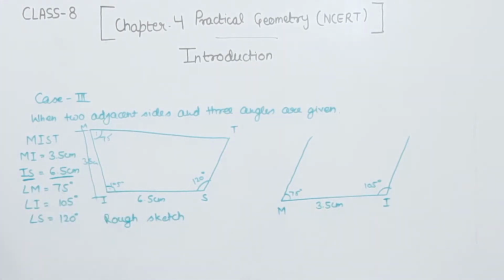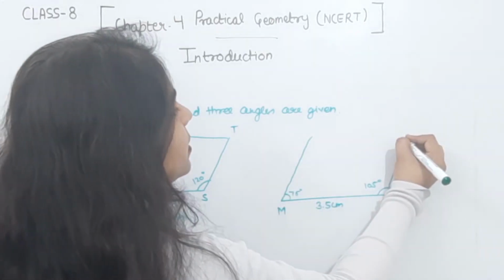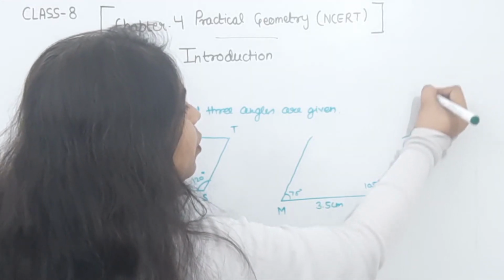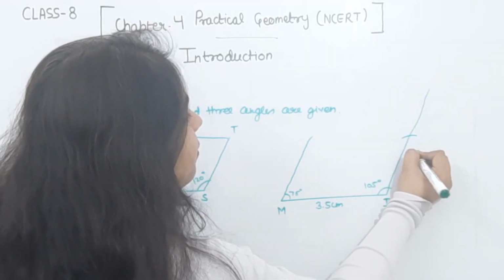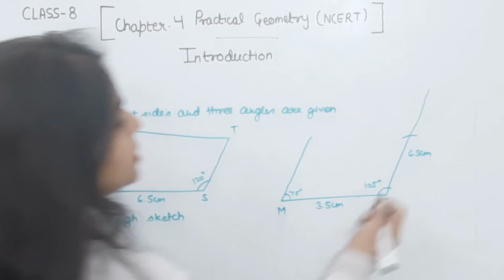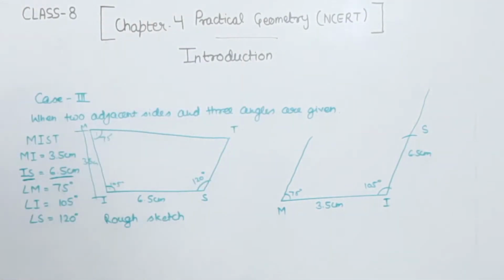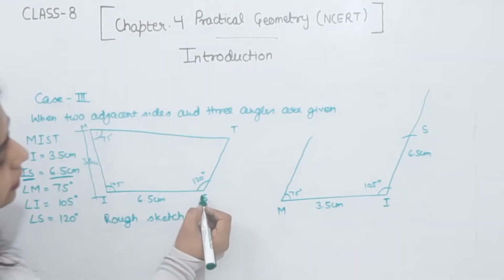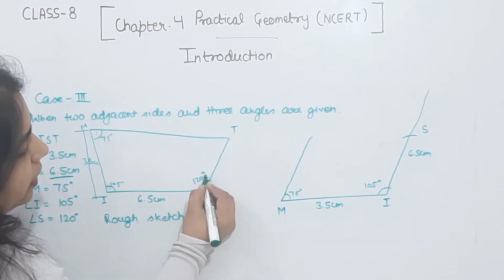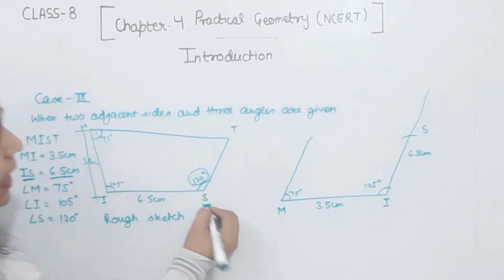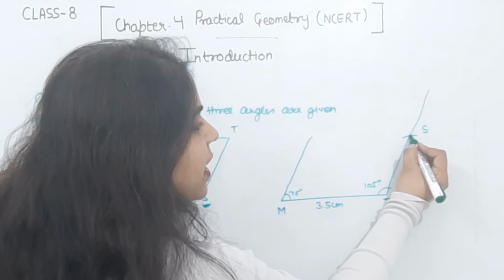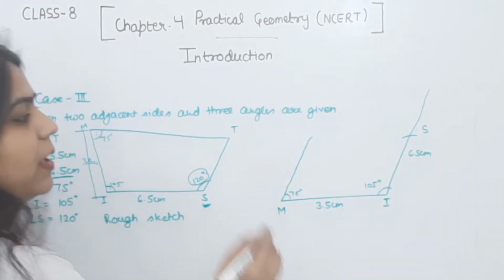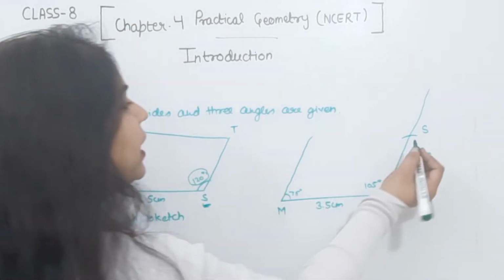So we are going to take 6.5 measurement on the compass and we are going to draw an arc. Suppose this is the arc I am drawing here. So this is the 6.5 centimeter we are having and this is the point S. Now we are having angle 120 degree at the point S. Now with this one as the point we are going to draw the angle of 120 degree.